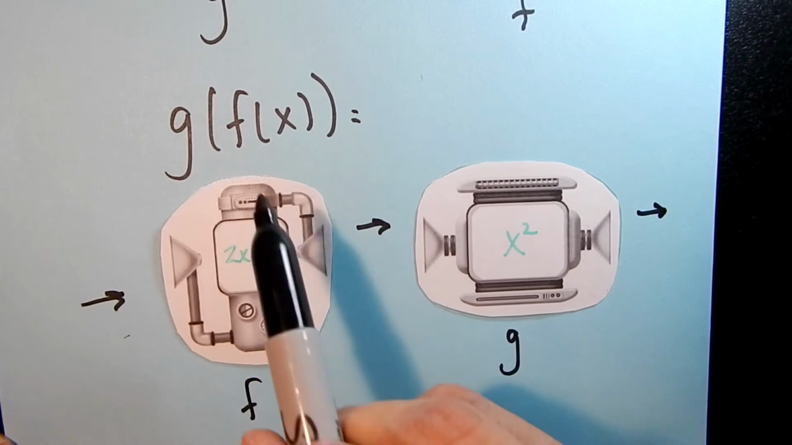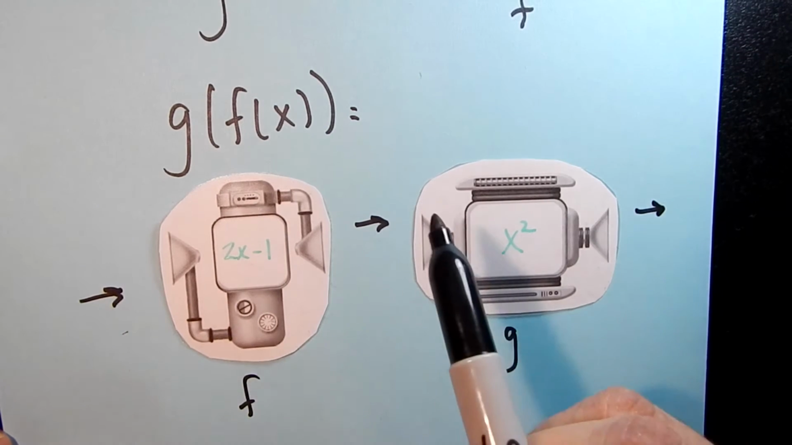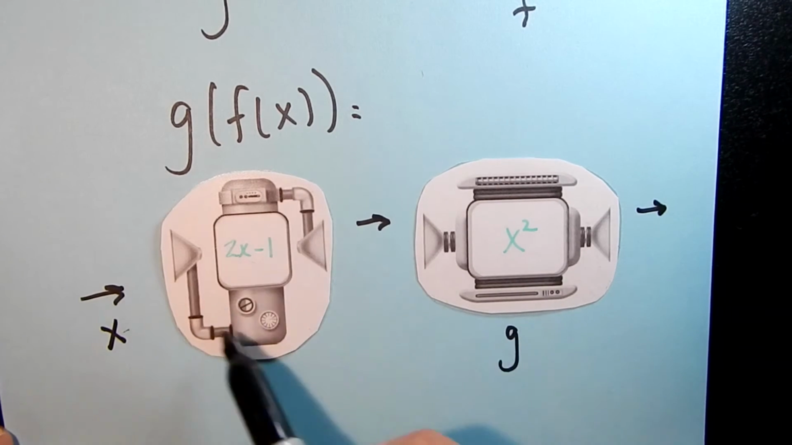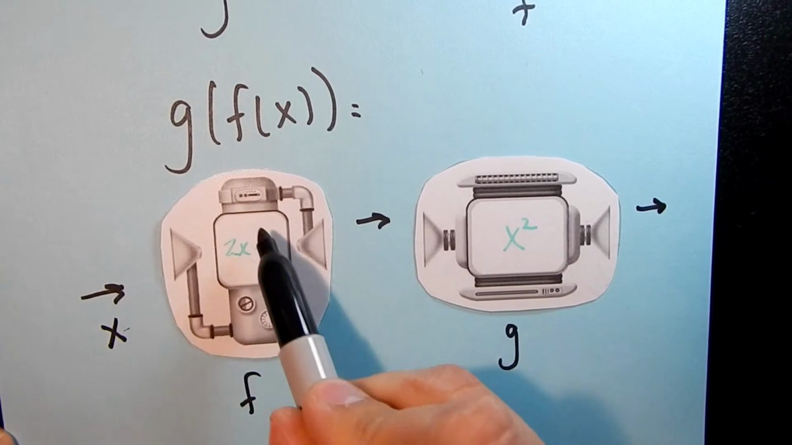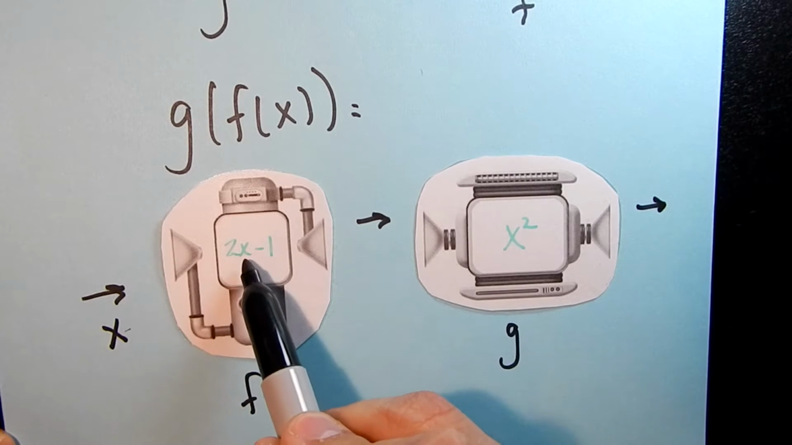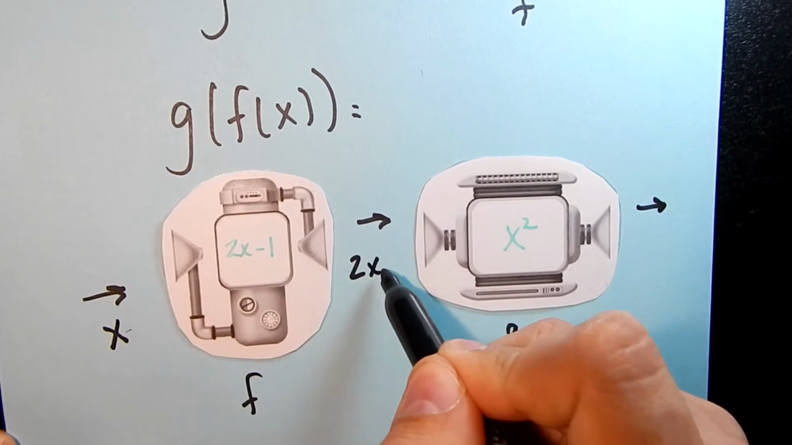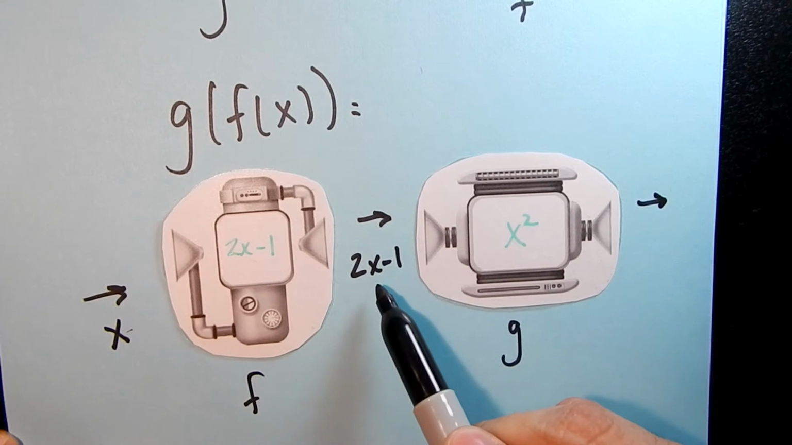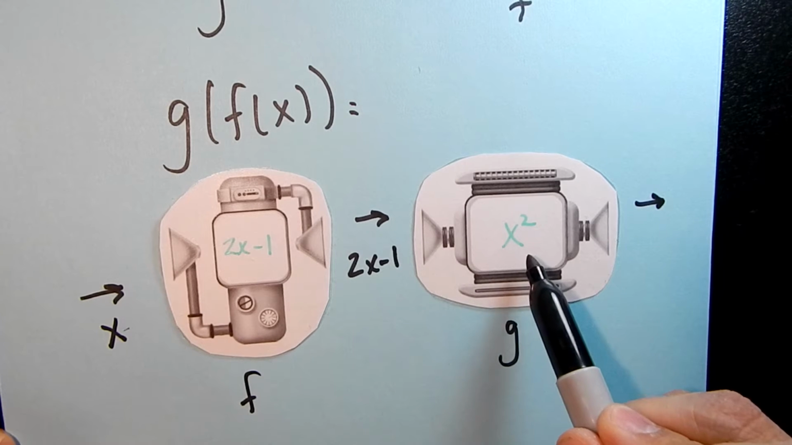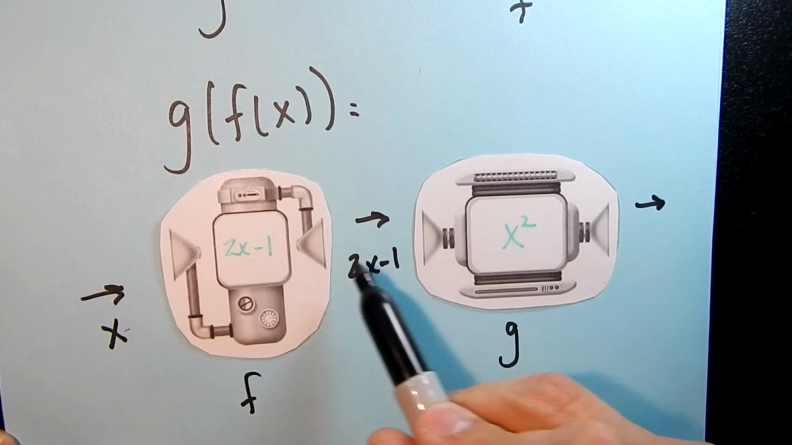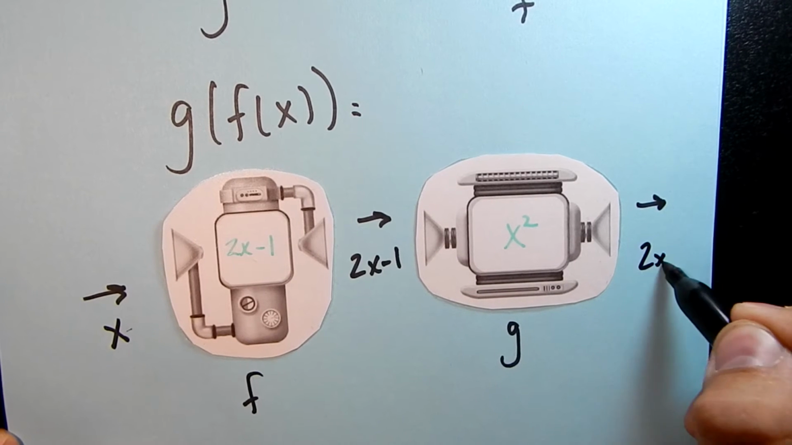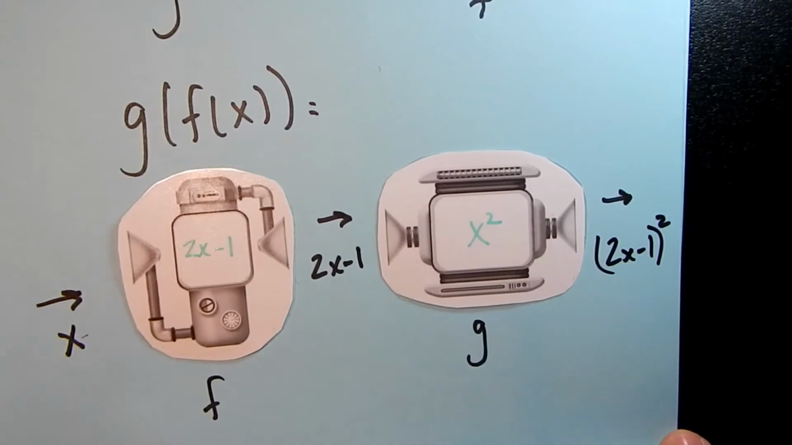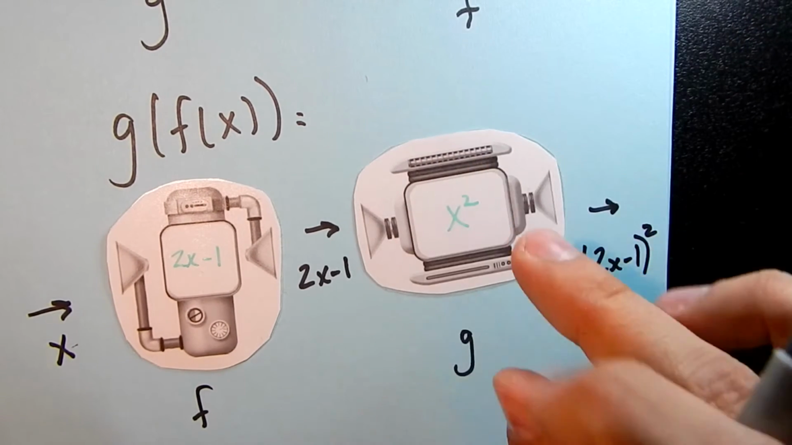So if we want to find g of f of x, that means we have to put x into this function machine here. So if we put x in here, my output is 2 times my input minus 1. That's 2x minus 1. If I put this now into this function, into this machine, my output is going to be this thing squared. So 2x minus 1 squared.